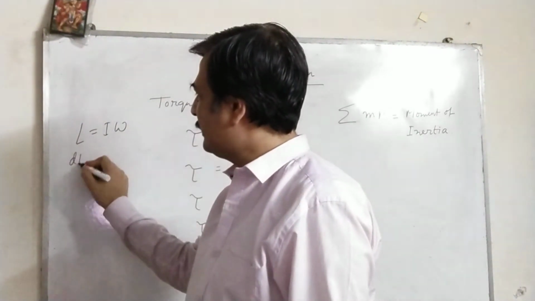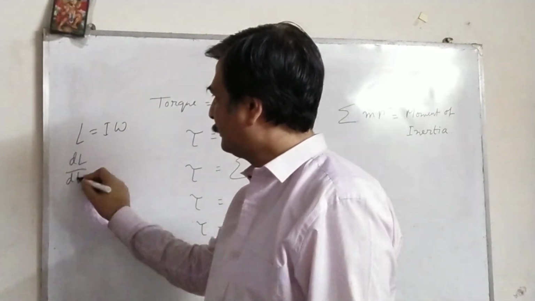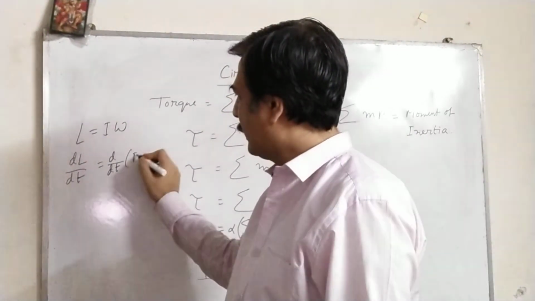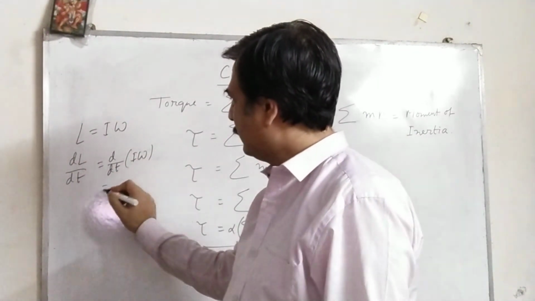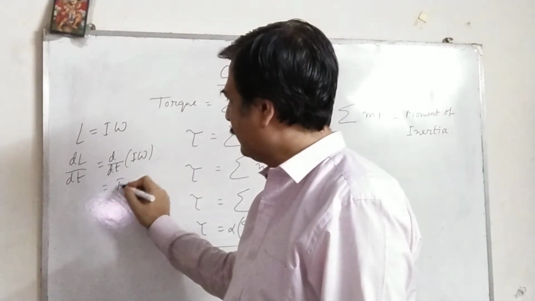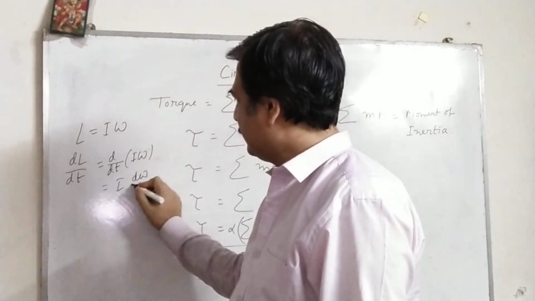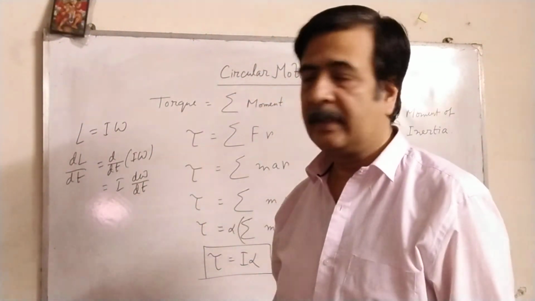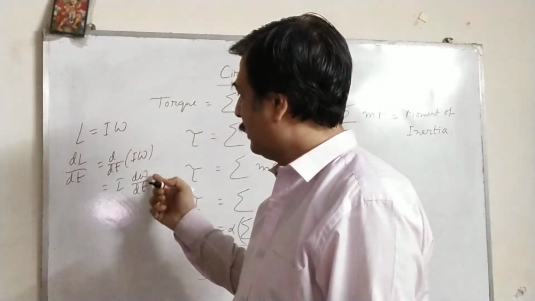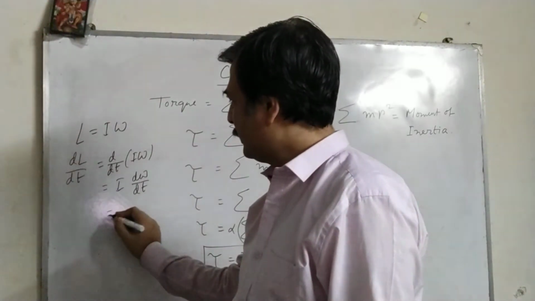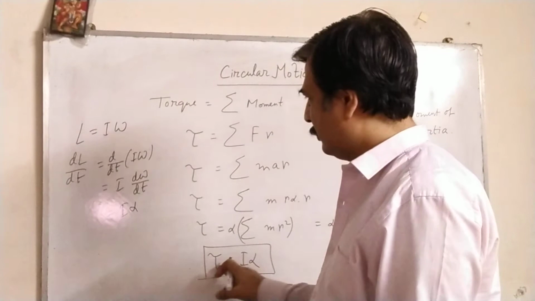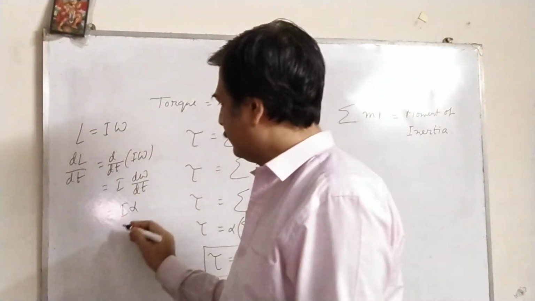So if I differentiate it, it will be d/dt of I omega. Therefore it is I d omega/dt. What is d omega/dt? That is alpha, the rate of change of angular velocity. So it is I alpha. But you see what is I alpha? Tau. So we can write tau here.